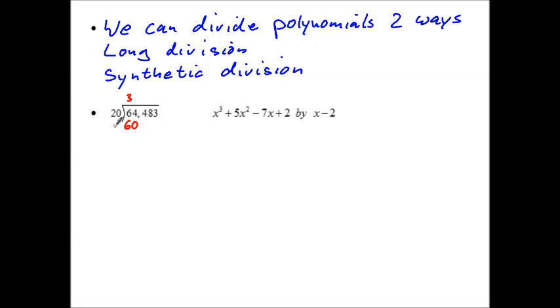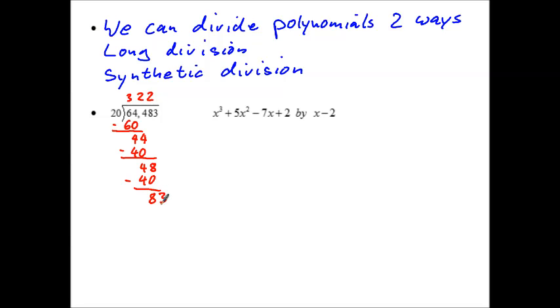And now we have to subtract that. Bring down 4. And we got 44. How many times does 20 go into 44? 2 times. 2 times 20 is 40. Subtract. We have 4 left over. Bring down 8. How many times does 20 go into 48? Another 2 times. 2 times 20 is 40. Subtract 40. We have left 8.